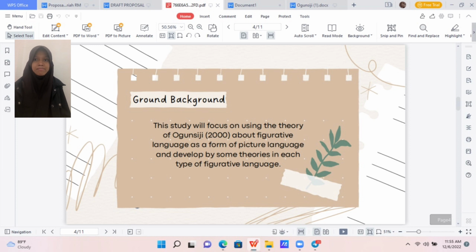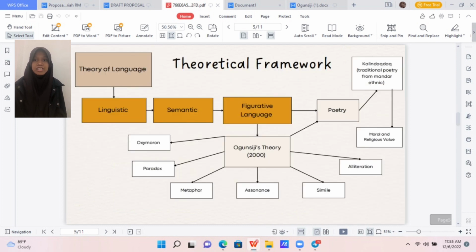On this slide is my background. The study will focus on using the theory of Ogunseji 2000 about figurative language as a form of picture language and developed by some theories in each type of figurative language. Okay, next slide is my theoretical framework.